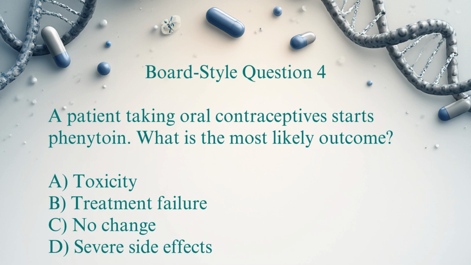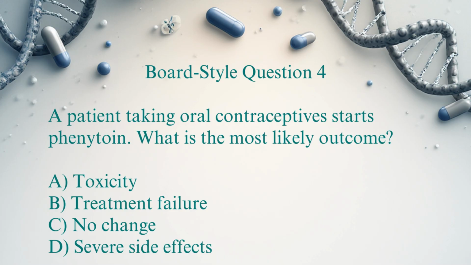Board-style question 4. A patient taking oral contraceptives starts phenytoin. What is the most likely outcome? A. Toxicity. B. Treatment failure. C. No change. D. Severe side effects. The correct answer is B. Treatment failure. Rationale. Phenytoin is a strong CYP450 inducer.